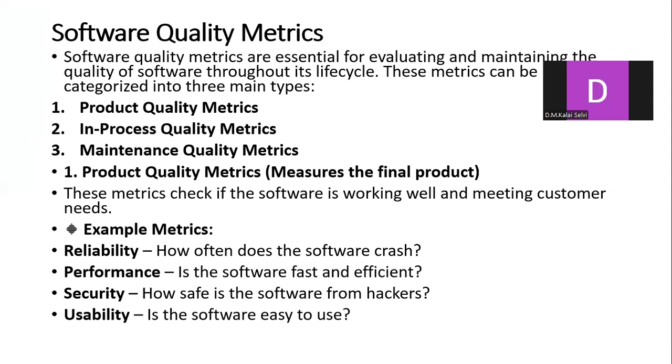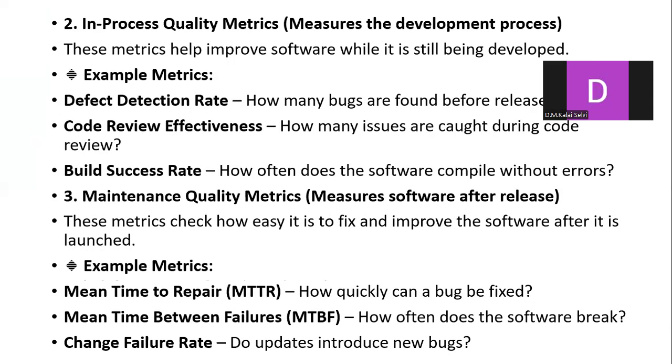Software quality metrics are used to evaluate and maintain the quality of the software throughout its life cycle. The metrics are categorized into three types: product quality metrics, in-process quality metrics, and maintenance metrics. Product quality metrics measure the final quality of the product. Examples are reliability, performance, security, and usability.